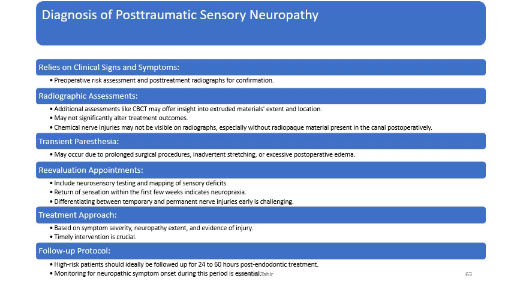Chemical nerve injuries may not be visible on radiographs, especially without radiopaque material present in the canal postoperatively. Transient paresthesia may occur due to prolonged surgical procedures, inadvertent stretching, or excessive postop edema. Reevaluation appointments include neurosensory testing and mapping of sensory deficits. Return of sensation within the first few weeks indicates neuropraxia. Differentiating between temporary and permanent nerve injuries early is challenging.